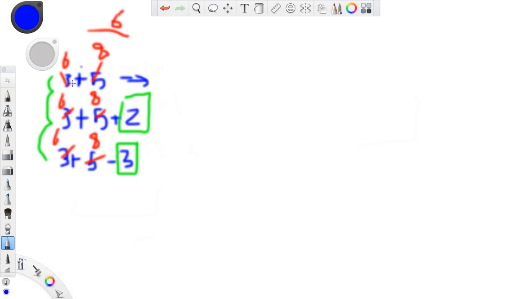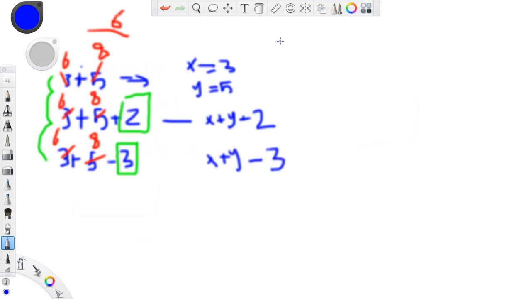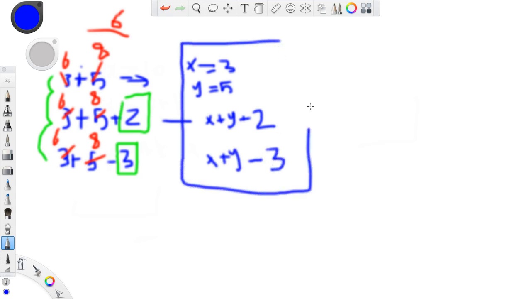So think about you represent the 3 and 5 by variables. Let me suppose x equals 3 and let me suppose y equals 5. Then you say, okay, this step will be x plus y plus 2. Then here you say x plus y minus 3. Let's suppose this is another solution that we have, and this was the first one.